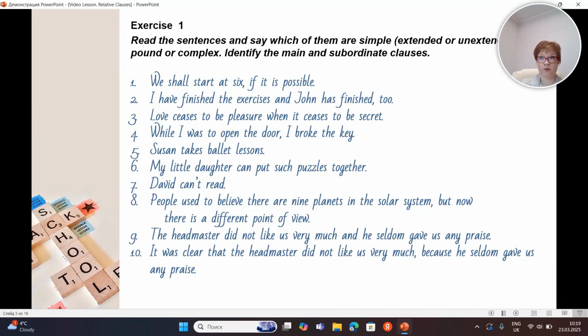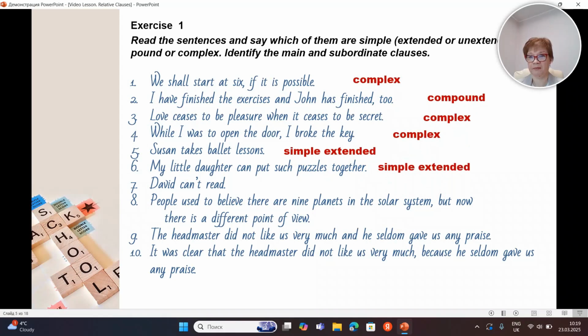And now it's your turn to define the types of the sentences. Think over and say if they are simple, extended or unextended, compound or complex. Identify the main and subordinate clauses. Pause the video to complete the exercise, because now I'll show you the answers. Count the number of correct answers and try to understand your mistakes.